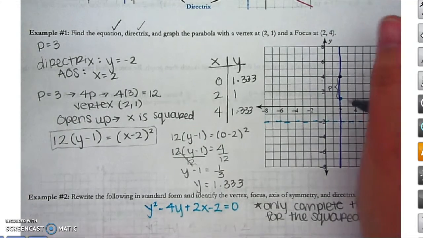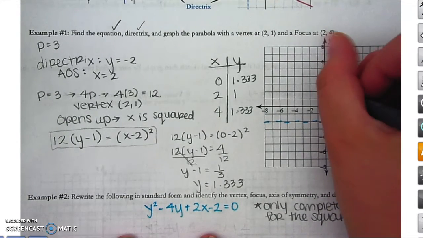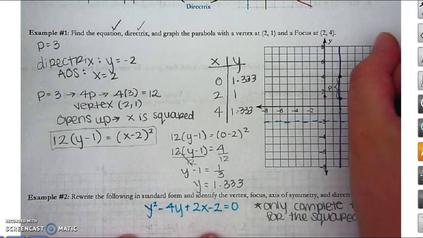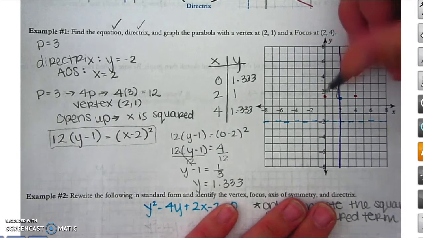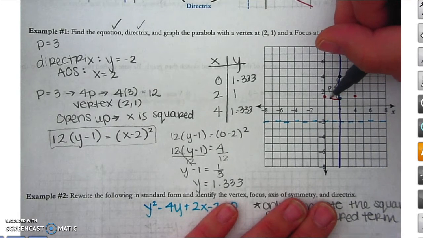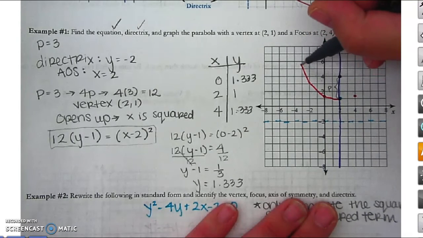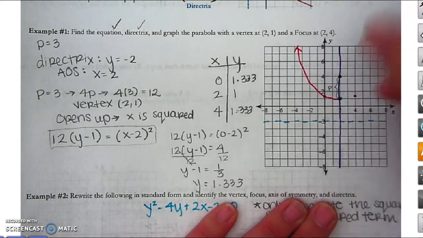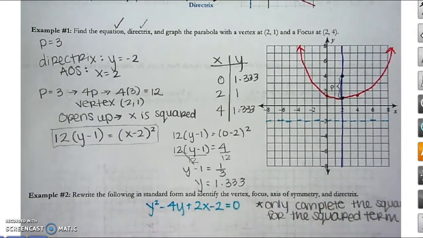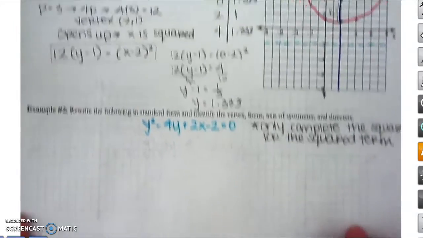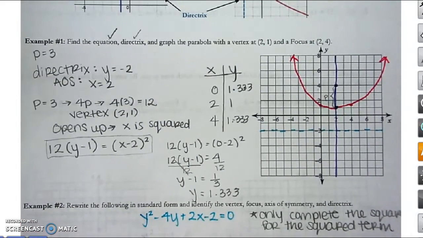So I'm going to go ahead and plot those. So 0, 1.33, and 4. So what this is telling me is that the parabola is actually pretty wide. So I'm going to go ahead and now draw it in. And the parabola should look something like that. The very last here, I'll show this one more time in case you guys didn't get a good look. But this is what your parabola should look like.